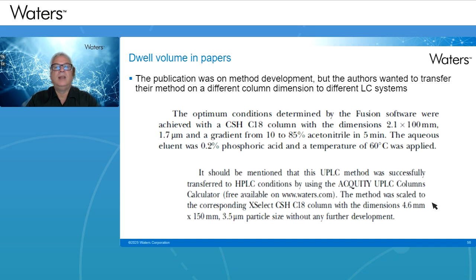They said we have been able to transfer to the HPLC conditions with the similar column, obviously the CSH, the XLX CSH C18, with different column dimension, different particle size, without any further development. So they add the dwell volume. They have been able to use the calculator to transfer to another column, and it worked very, very well. So they don't need to redevelop anything.